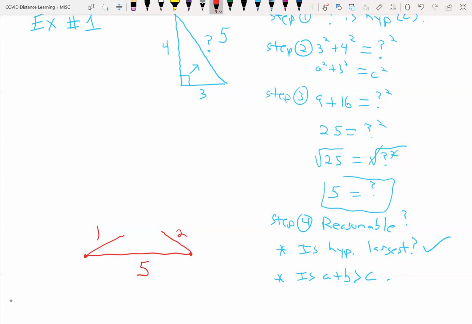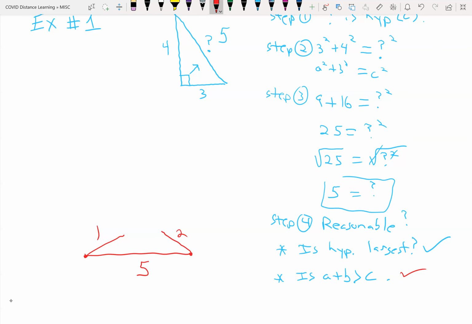Are y'all with me? When you have a triangle, the two little sides added together are always bigger than the big side. So, in this case, what's 3 plus 4? 7. Is that greater than 5? Yep. So, it passes our two reasonableness checks. So, it's very possible this could be good.